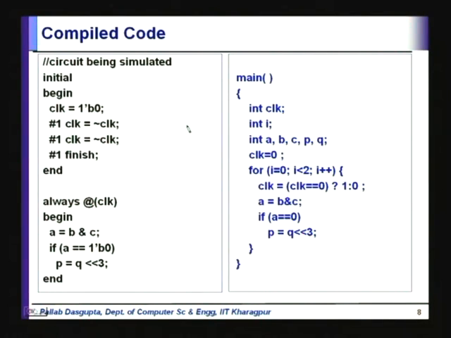Now, compare this with the compiled code for the same circuit. So, what do we have here? Again, this side is the same. Now, let us look at the other side. On the other side, we have this definition. Now, see, this is a C program. We first declare clock to be an integer, and then we declare all these A, B, C, P, Q as different integers. Then the initialization of clock is here, clock is 0.